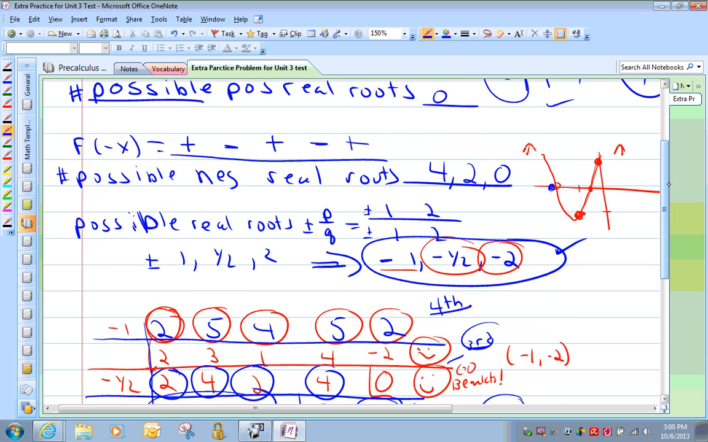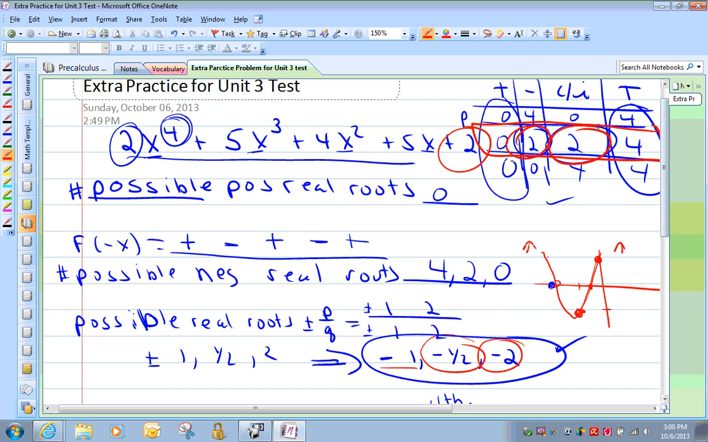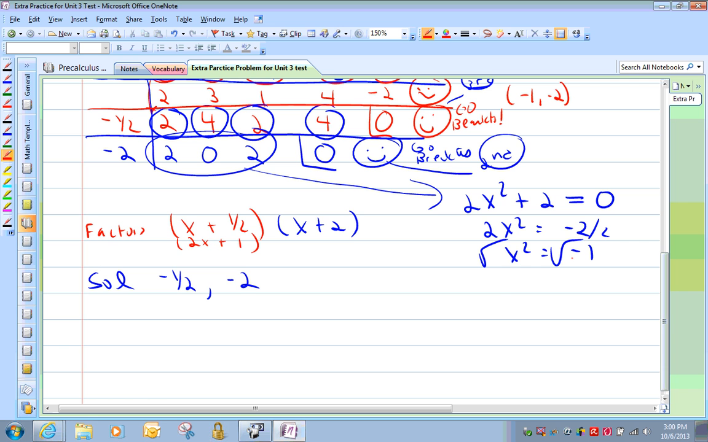So back to our chart. Our chart then will say that we will end up in this part of our chart. 0 positives, 2 negatives, and 2 complex imaginary for our total. So our graph would look like this. Let's keep going. And we would have x equals positive or negative the square root of -1, which is just i. So positive or negative i.